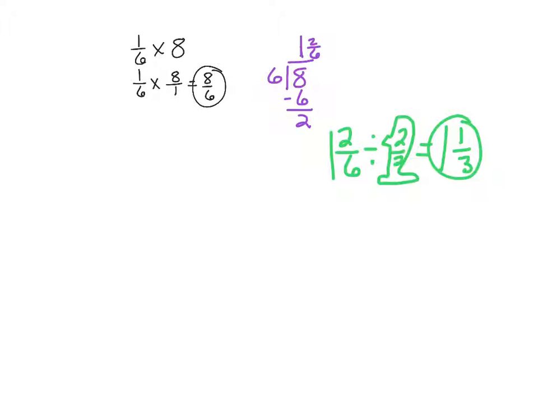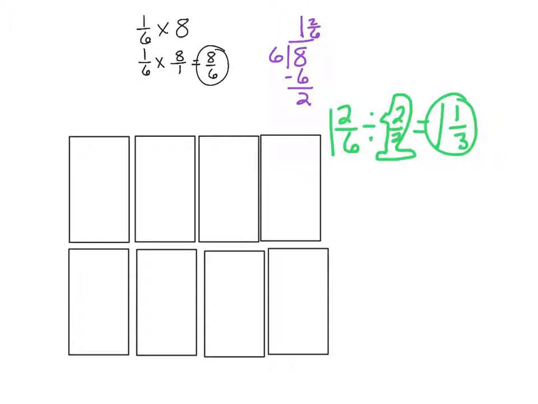So let's go ahead and look at how we would solve this problem with the mathematical model. So I'm going to first create my fraction boxes, right? And I need to create 8 boxes. So I'm going to do that right now. And voila, my friends, 1, 2, 3, 4, 5, 6, 7, and 8 boxes, right?